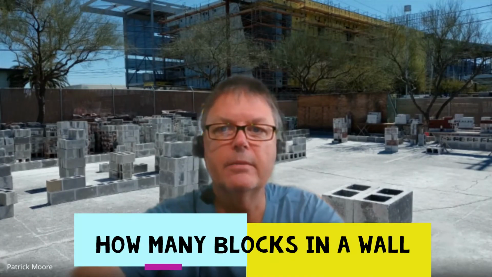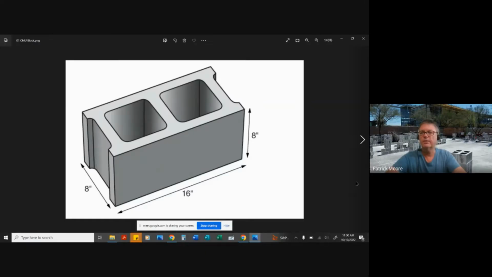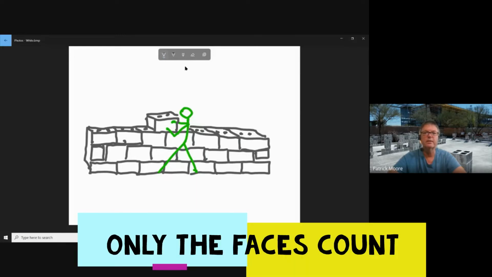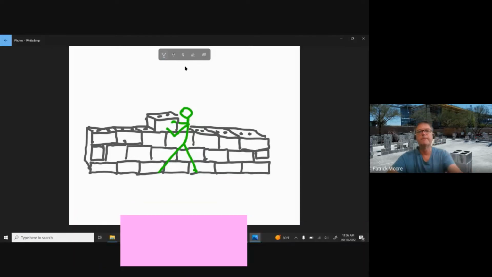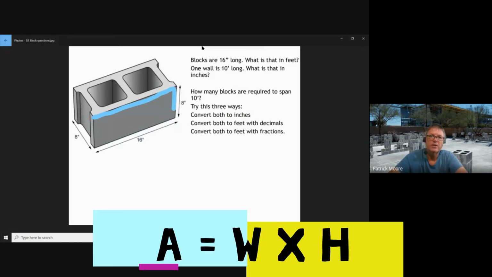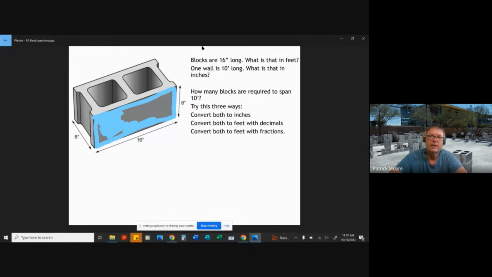I'm going to help you calculate the area of a wall and decide how many blocks it would take to fill in that area. These are the concrete blocks we're talking about, but when we're calculating how many blocks it's going to take to make this wall, we only need to count the fronts of the blocks. We don't need to know how thick they are. If we're trying to figure out how many blocks, we need to know what is the area. We need to know how much area is on this front part right here. So how much area is this?